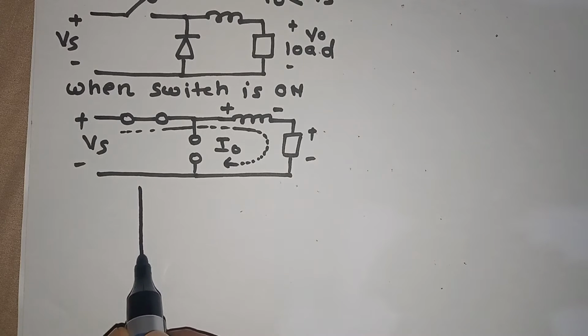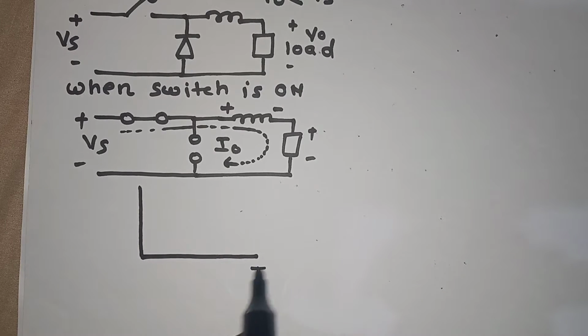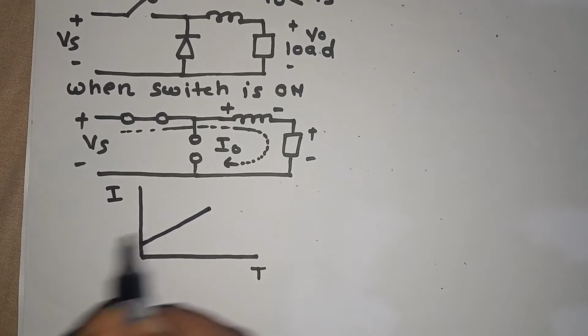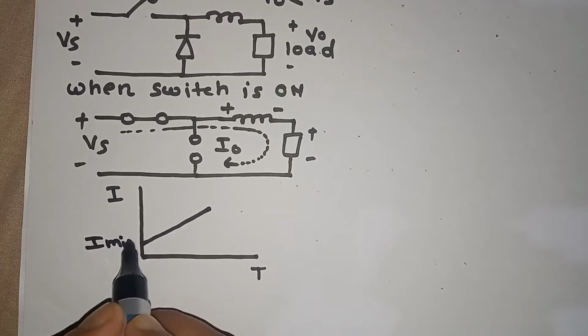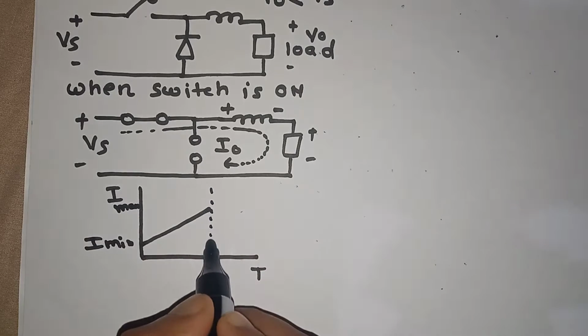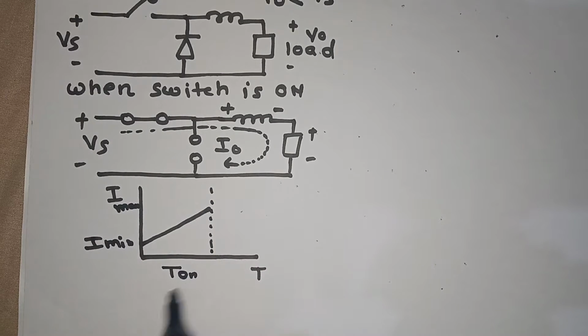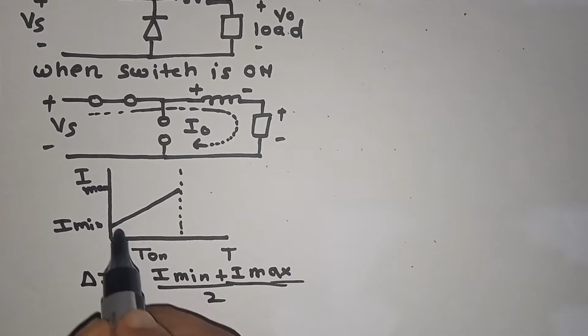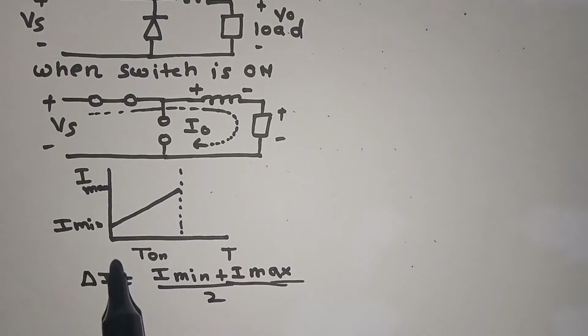If we make a current diagram with respect to time, we can see the inductor current is minimum here and maximum here. It will go up to maximum in the T on time. The average current across the inductor will be I minimum plus I maximum divided by 2. So this current starts to flow through the inductor.